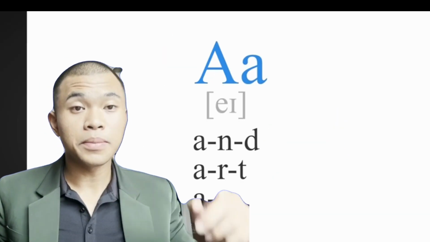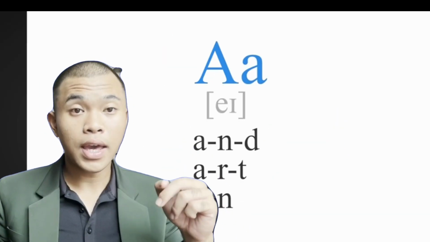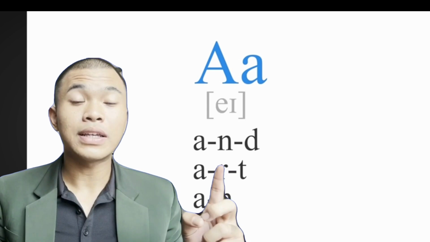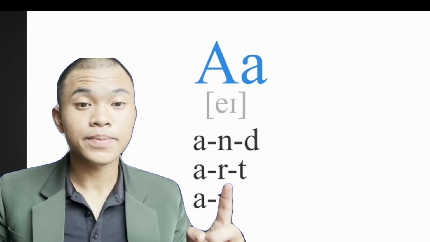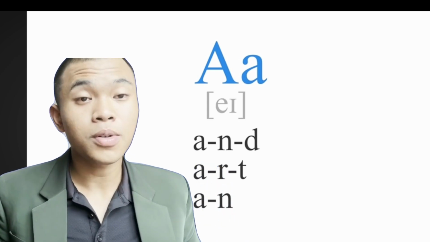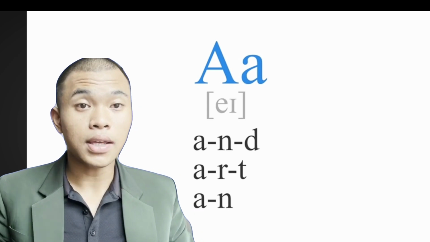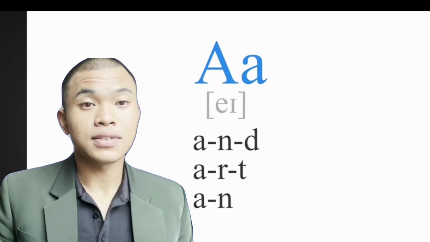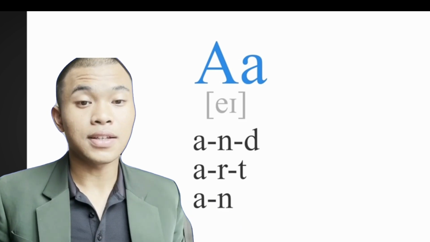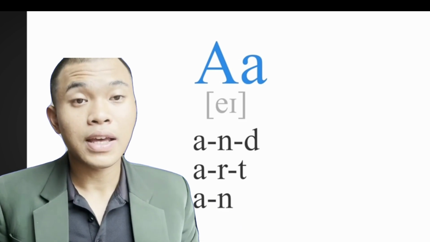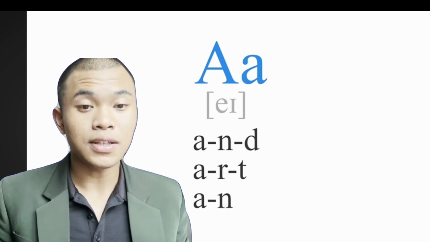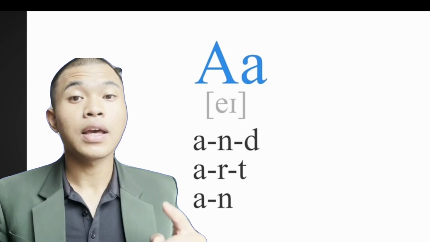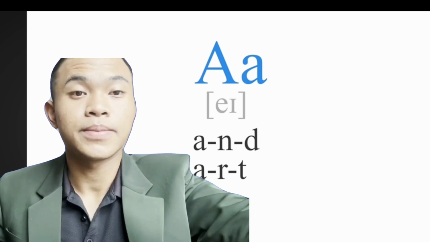The first, the big one, it sounds like A. The small one, it sounds like A. And the IPA pronunciation, it sounds like A. Example of word: and, A, N, D. Arts, A, R, T, S.